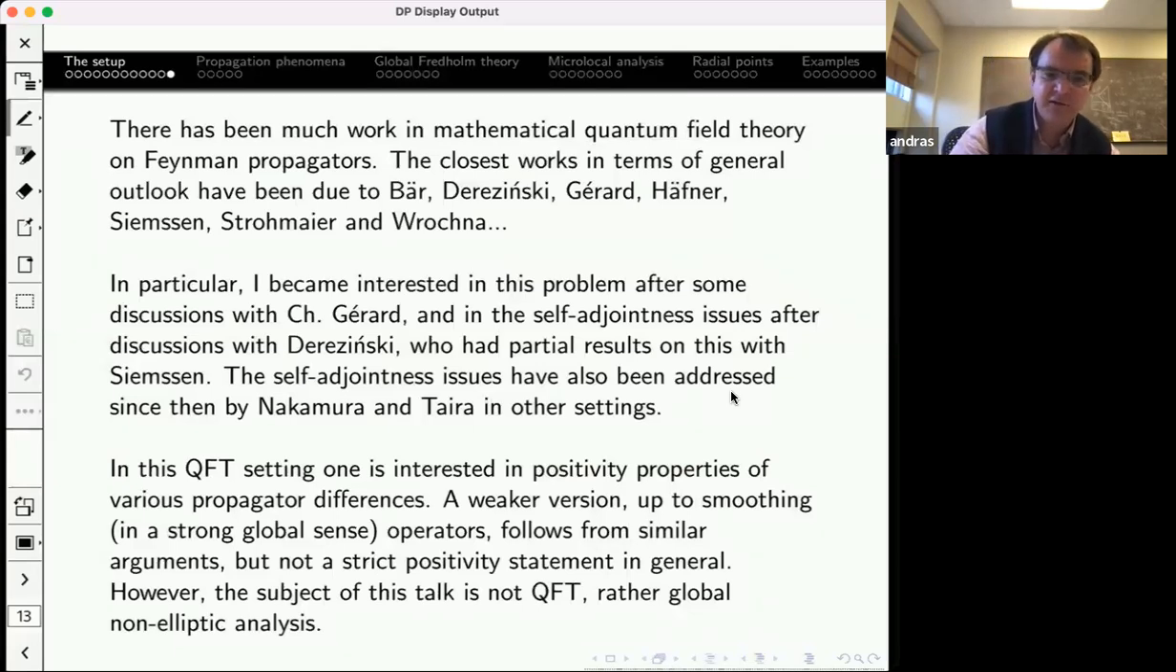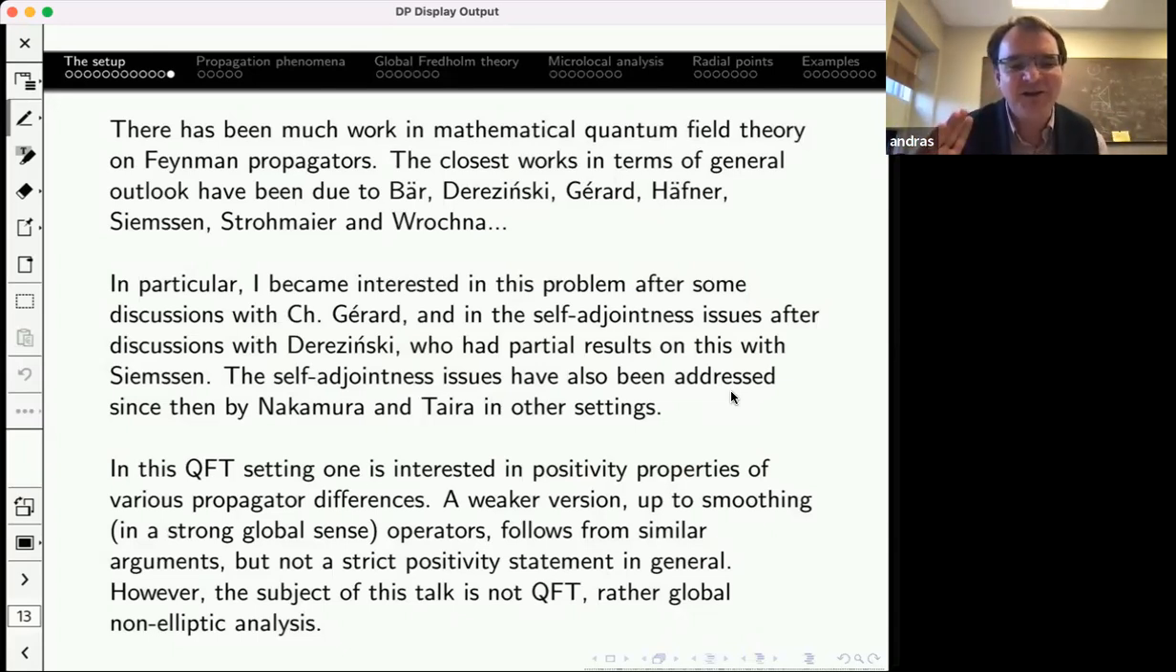And just a comment that, in this QFT setting, one is interested in the positivity properties of various differences. A weaker version, up to smoothing operators, follows from similar arguments, but the strict positivity statement does not follow in general. So, for example, if you take this well-defined Feynman inverse, and you take one of the causal inverses, and take the difference, while it's not going to be positive in general, well, it was not really the difference you take.